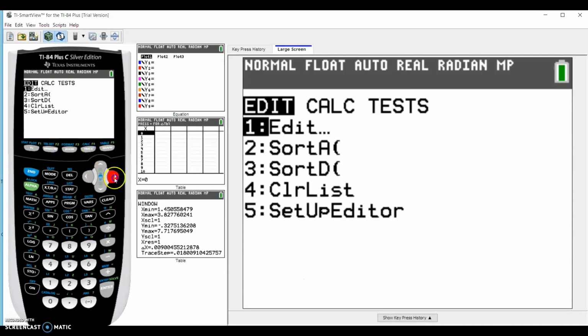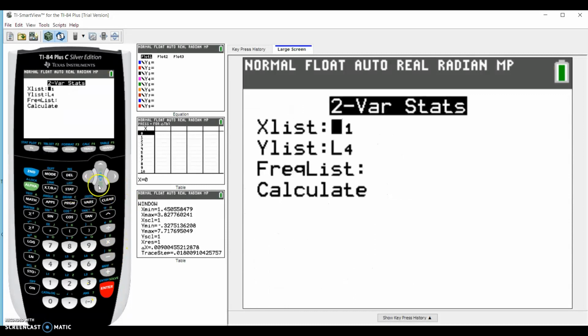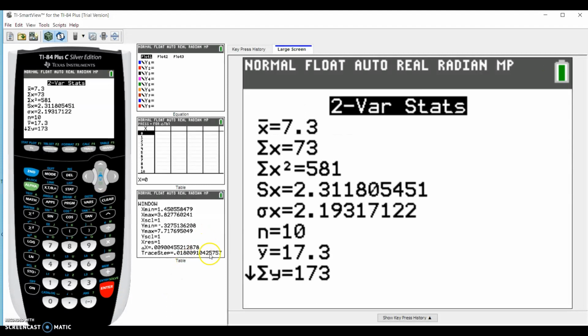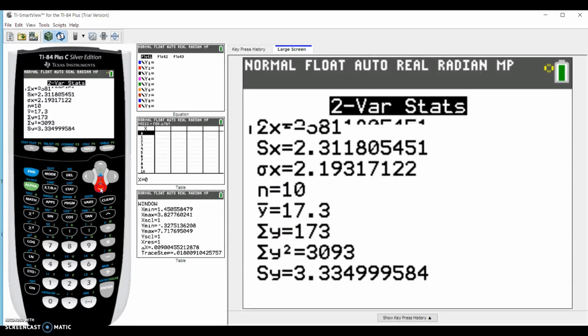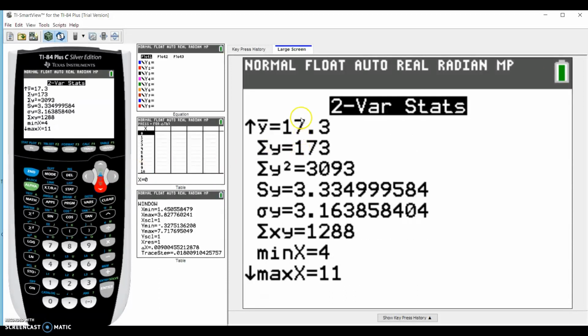Okay, so if we go back to stat and calculate, we have two variable stats, and so this is going to take toList in there. So we can have list 1. I don't have any data in list 4, so let's put list 2 in there. And if I go to calculate, this is going to tell me all of the same information that I saw before about list 1. So that's all the X information. It also gives me all the information that I needed about list 2, that's all the Y value stuff.